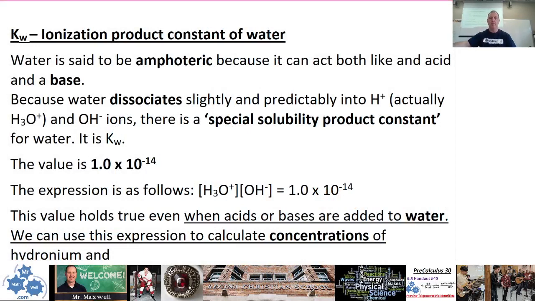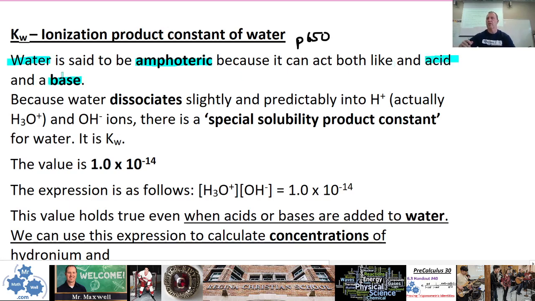All right, on page 650, we're going to talk about the ionization product of water today. So you can turn to page 650 in your Glencoe Chemistry, Matter, and Change textbook if you wish, and follow along here. So one of the terms that we've talked about in previous lessons, but make it official here today, is that water is said to be amphoteric because it can act both like an acid and a base.